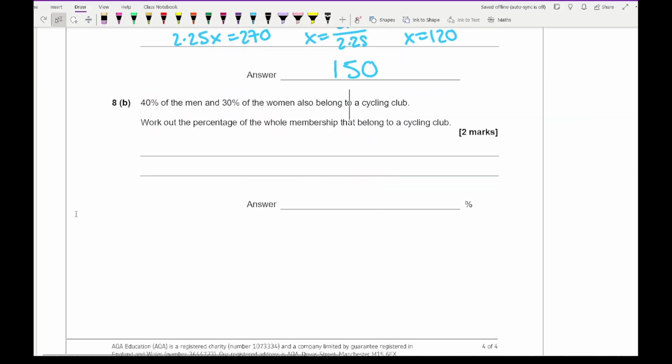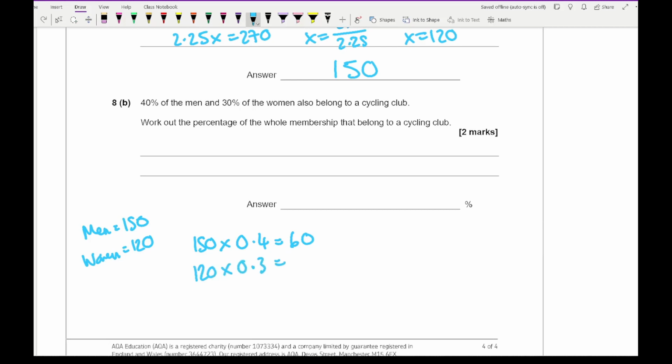Now for question 8b, it says 40% of the men and 30% of the women also belong to a cycling club. Work out the percentage of the whole membership that belong in the cycling club. So in terms of the men, we know that there are 150, and in terms of the women, we know that there are 120. So what we need to do is work out 40%, 150 times 0.4, and that'll tell me how many men are in the cycling club, which is a total of 60. And in terms of the women, I'm going to multiply that by 0.3, so 120 times 0.3 gives me an answer of 36. So in total, there are 96 cycling members.